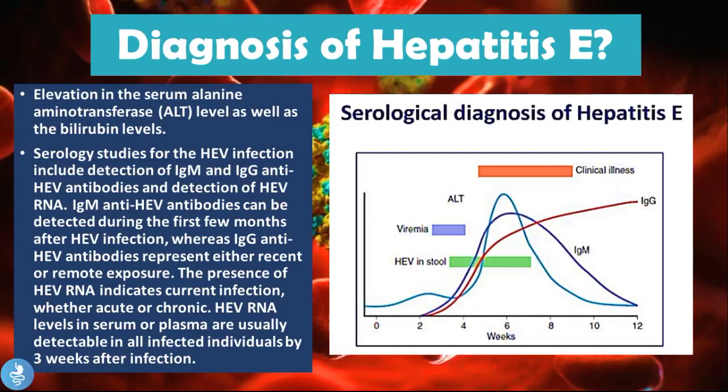So basically, to wrap up this slide, the most important things in the diagnosis of hepatitis E, we will have the increased ALT levels, AST, GGT, as well as an increase in bilirubin. We will also see the IgM and then IgG increase in the blood, and we will also see the HEV RNA in the stool as well as the blood plasma.